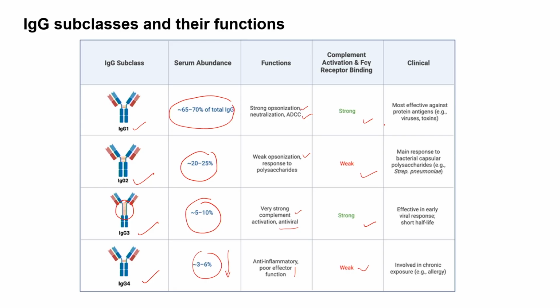These are some of the parameters which one has to remember while looking into the different functions of subclasses of IgG molecules. Clinically relevant, IgG1 is most effective against protein antigens such as viruses and toxins, while IgG2 is mostly responsible for specific polysaccharides which are present in the bacterial cell wall.